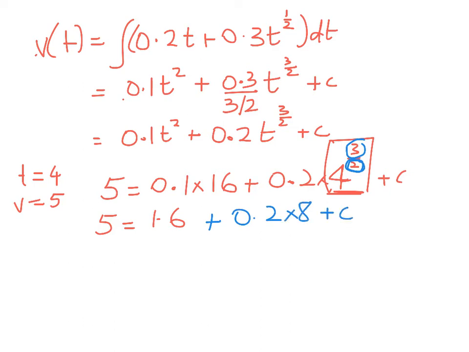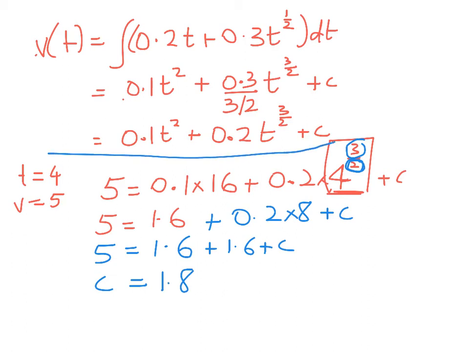Now, I know you'll probably do that in your calculator, but maths teachers, we just can't help ourselves. 1.6 plus 1.6 plus c, so c works out to be 1.8. And now we're going to write out my velocity function. So this is really very similar to level 2 kinematics. There's nothing more to it. We just need to now get from velocity up to displacement. So that's coming up next.